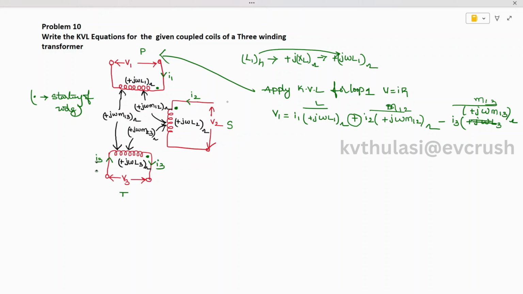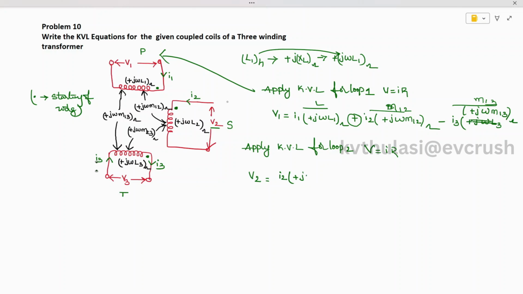Now similarly, let us apply Kirchhoff's voltage law for the second loop. We have to write down the formula V equals I into R. The voltage source we are applying is V2. What is the drop due to self-inductance? Here I can write it as I2 into R. What is the R value we are getting here?